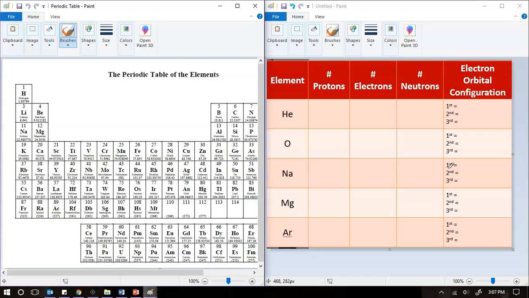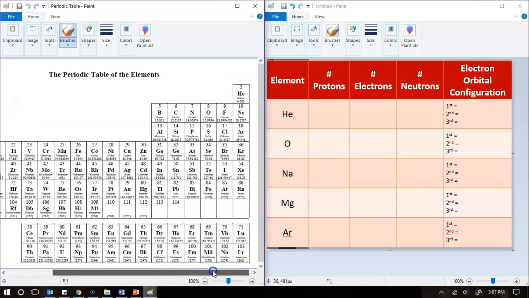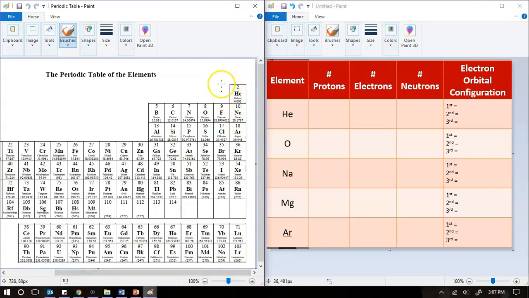So He is helium. If I come over here to my periodic table, here's my He. Now remember, my number of protons is my atomic number. So here's my atomic number at the top, which tells me that I have 2 protons. For this particular exercise, we're going to assume that the number of electrons balances out the number of protons and that we're dealing with neutral atoms. So if helium's got 2 protons, that means I also need 2 electrons to balance that out.